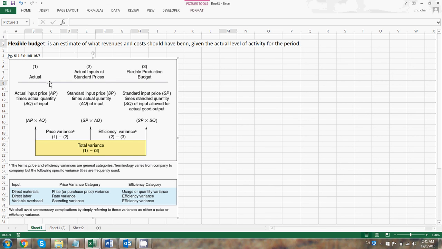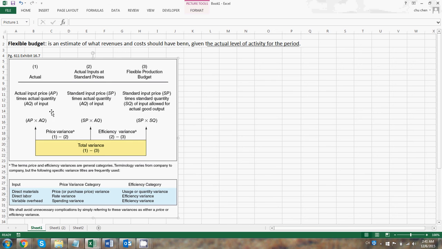Take a look at the picture I show you. This one is from page 611 of the textbook we use right now. I remember I showed you this one in class. This is the diagram we use to show you what is price variance and what is efficiency variance. Let's try to understand what is going on here.